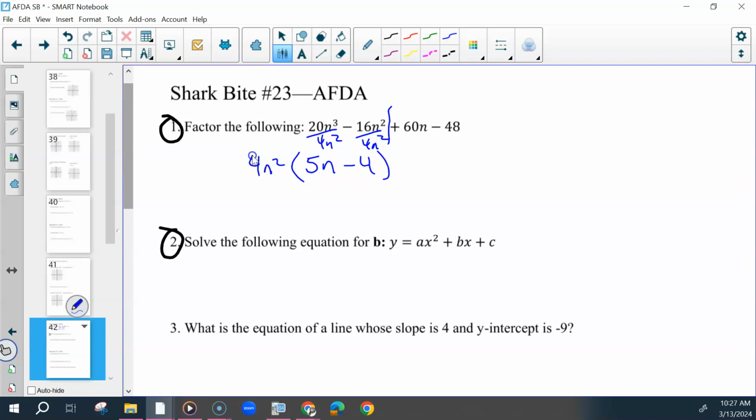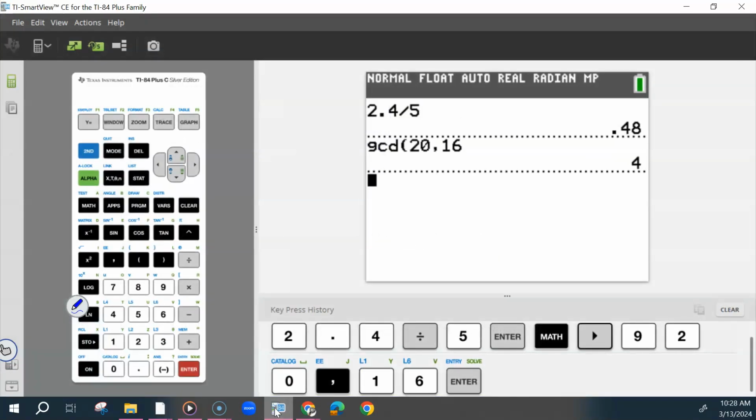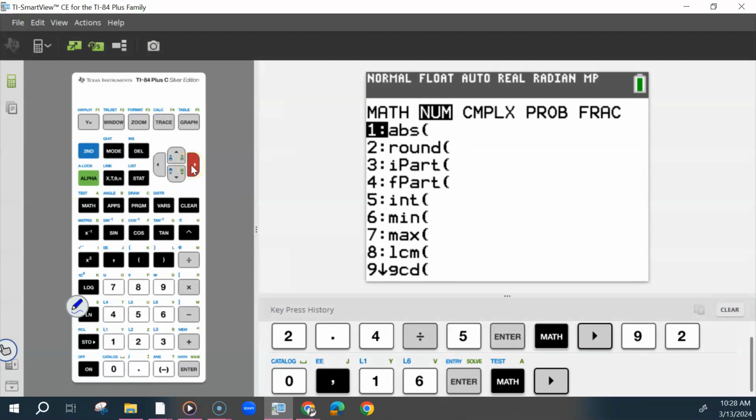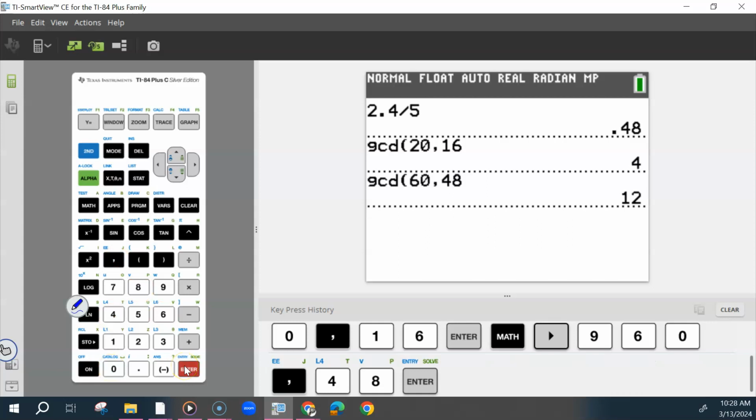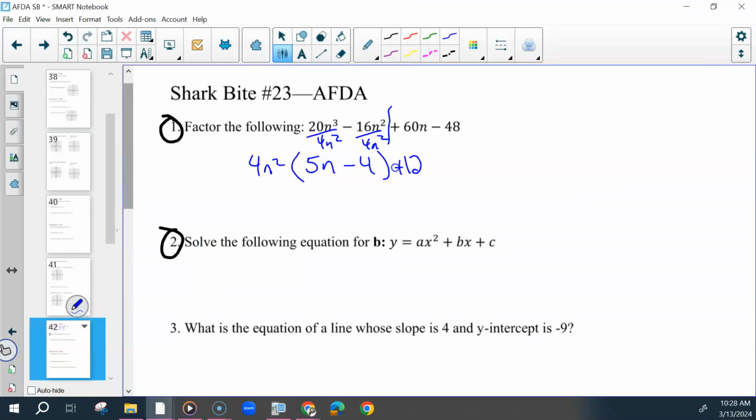And then I do the same thing for the second set of numbers. Find the GCF of 60 and 48. And I'm dividing both of these by 12. So when I do that, 60 divided by 12 is 5, and then I bring down the n. Negative 48 divided by 12 is negative 4. Our n sides are the same, so that's going to be one of your sets of parentheses. And I bring down everything else.